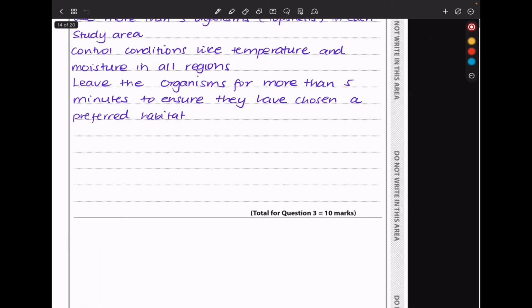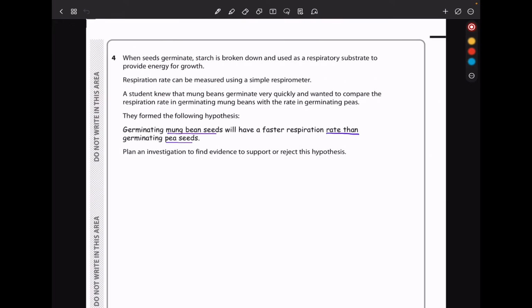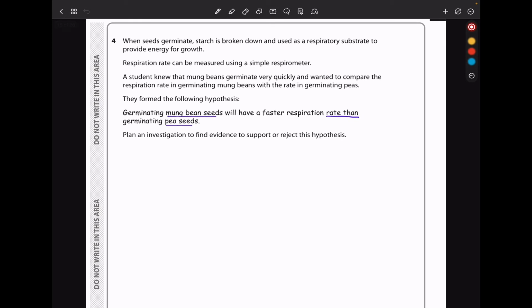Let's continue to question 4. In question 4, they say when seeds germinate, starch is broken down and used as a respiratory substrate to provide energy for growth. Respiration rate can be measured using a simple respirometer. A student knew that mung beans germinate very quickly and wanted to compare the respiration rate in germinating mung beans with the rates in germinating peas. They formed the following hypothesis. Germinating mung bean seeds will have a faster respiration rate than germinating pea seeds. They say plan an investigation to find evidence to support or reject this hypothesis.